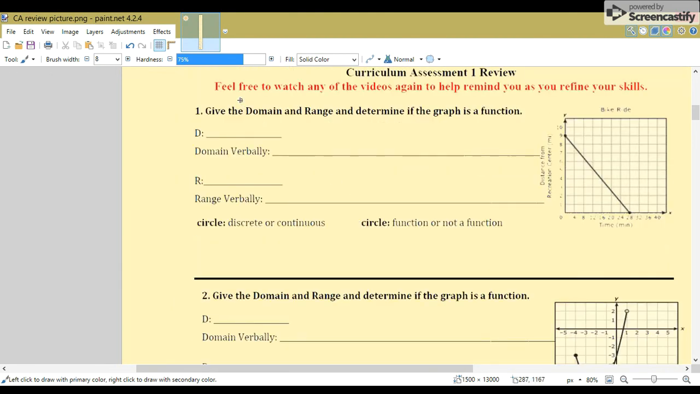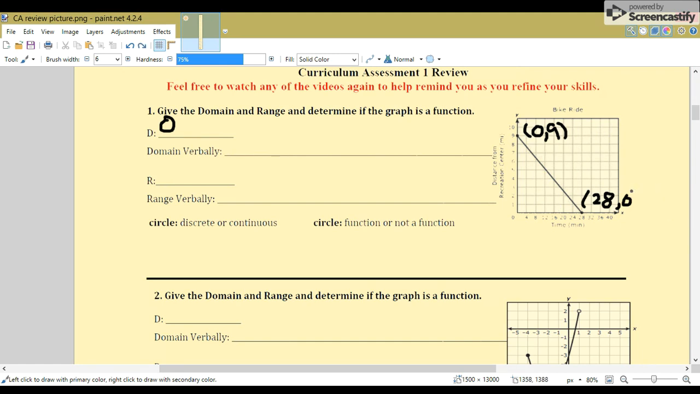So let's begin with number 1. Give the domain and determine the range and determine if the graph is a function. So our domain is left, right, x. Our left x would be 0. And our right x is 28. So we have 0 is less than or equal to x less than or equal to 28.